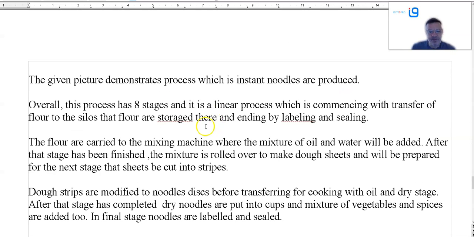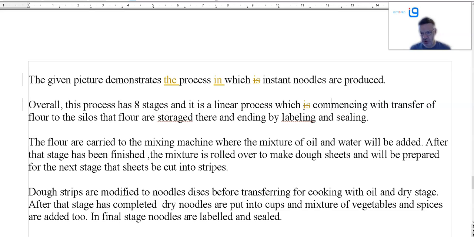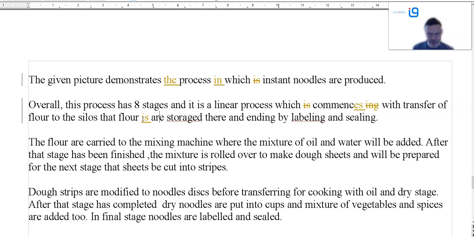Okay. "The given picture demonstrates the process in which instant noodles are produced. Overall, this process has 8 stages. The process commences with the transfer of flour to the silos, where flour is stored, and ends with labelling and sealing."